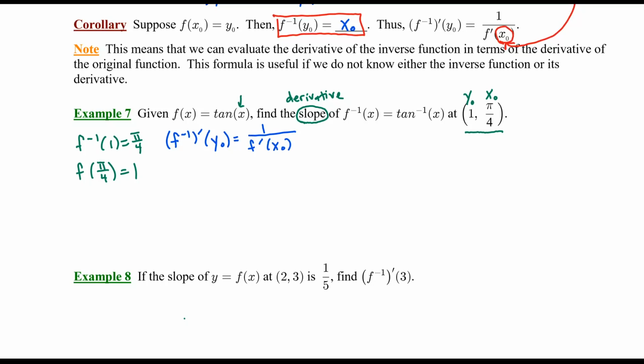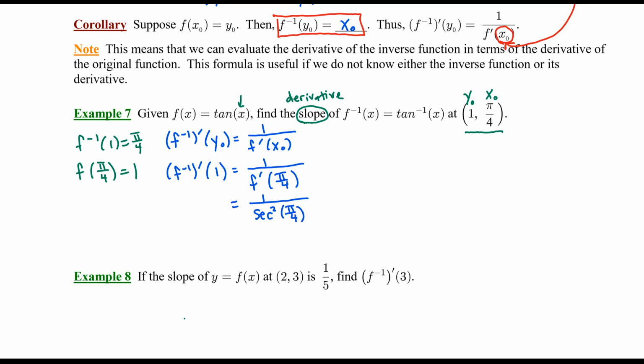Now f inverse is inverse tangent. So I'm finding the derivative of inverse tangent. We have already identified that y naught is equal to 1. This is going to be equal to 1 over f prime, not inverse, that's the derivative of tangent there, of x naught, which we've figured out is pi over 4. So I need to find the derivative of f. The derivative of tangent, hopefully you remember, is secant squared of x. And we're going to evaluate secant squared of pi over 4.